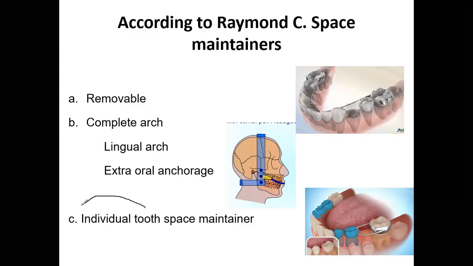And then the individual tooth space maintainer. In the individual tooth space maintainer, can you see here? We are applying the space maintainer by taking support from only a single tooth. So that's why we are calling it an individual tooth space maintainer. I'm repeating again, we have a complete arch space maintainer, we have an extraoral anchorage space maintainer, and we have a single tooth space maintainer as classified by Raymond.